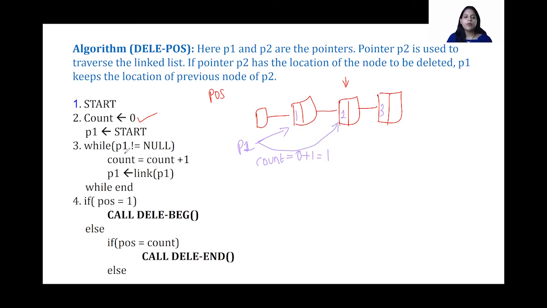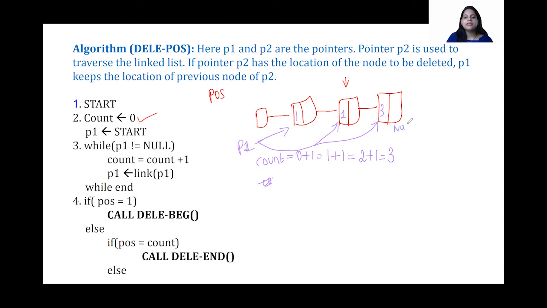Again, I'm saying while P1 is not equal to null, is it null in this case? It is not null in this case also. Again, I'm going to increase my count. So count is equal to count plus 1, which is equal to 2. And I'm saying P1 is equal to link of P1. So my P1 is going to come over here. Again, I'm checking, is P1 equal to null? No, it is not equal to null. Again, I'm going to increase my counter. It is going to become 3.